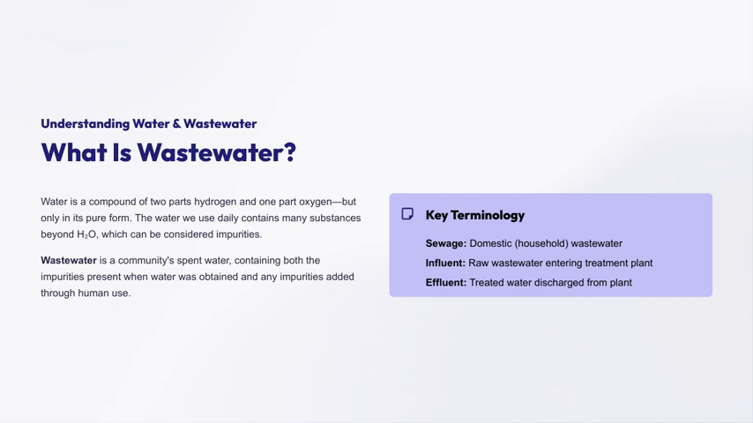To better understand the terminology, we need to know a few key terms. Sewage refers specifically to domestic or household wastewater. Think about the water from sinks, toilets, and showers. Influent is the term for raw wastewater as it first enters a treatment plant, before any cleaning or processing. And effluent is what we call the treated water that gets discharged from the plant back into the environment. Connecting this to our overall theme, understanding these distinctions helps us grasp how wastewater is managed and treated, which is essential for protecting our health and our environment.